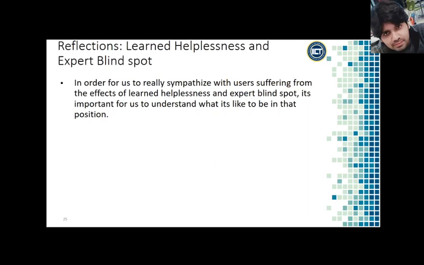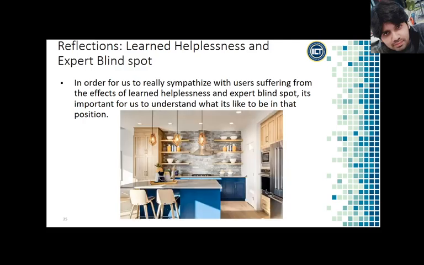So in order for us to really sympathize with users suffering from the effects of learned helplessness and expert blind spot, it's important for us to understand what it's like to be in that position. We have all experienced these things at some point in life, although at the time we might not have understood what was happening. So take a minute and reflect on a time when you experienced learned helplessness and the effects of expert blind spot from someone trying to teach you something. It might have been in a class, it might have been learning a new skill, or it might be doing something that everyone else seems to do just fine day to day, but which you have always struggled with.